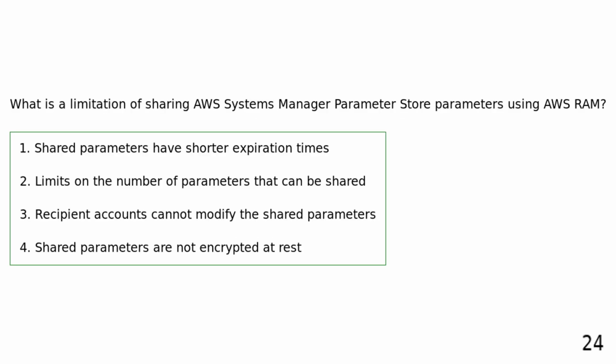What is a limitation of sharing AWS Systems Manager Parameter Store parameters using AWS RAM? Shared parameters have shorter expiration times. Limits on the number of parameters that can be shared. Recipient accounts cannot modify the shared parameters. Shared parameters are not encrypted at rest.